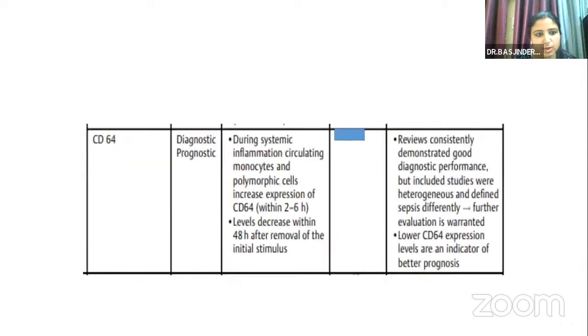Another cell marker based biomarker is CD64. It is also both diagnostic and prognostic, rises within 2 to 6 hours with expression on monocytes and polymorphonuclear cells, and its level decreases within 40 hours after removal of the initial stimulus.